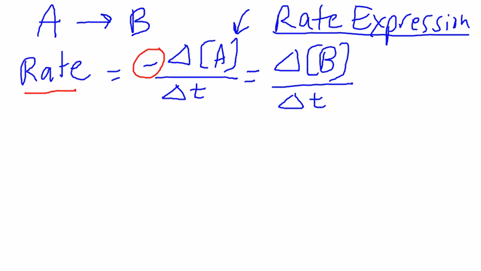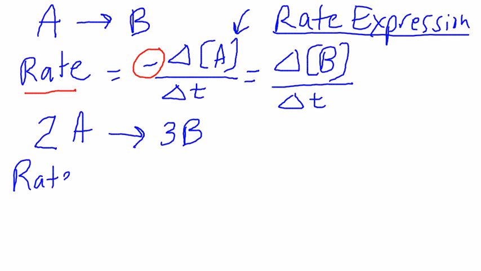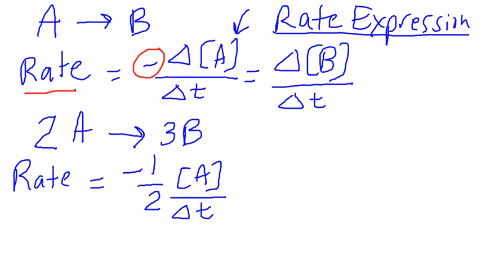If your reaction had 2A going to 3B, I could also write the rate expression for this. The rate is equal to, now I'm going to use molar units, but in order to get this in only molar per time units, I must realize that because there are coefficients here in front of the A and the B, the 2 and the 3, I have to incorporate them into my rate expression.